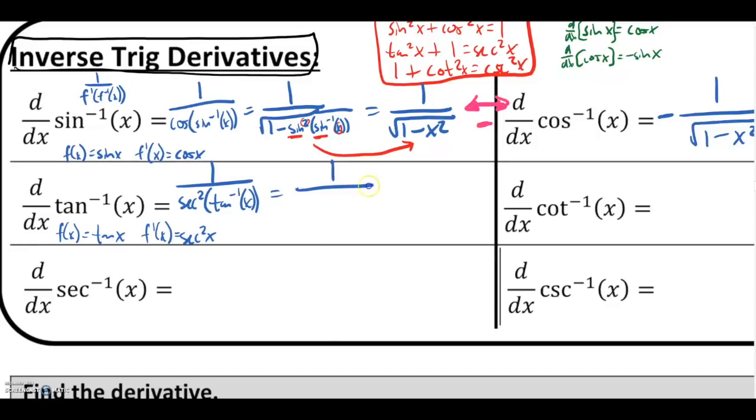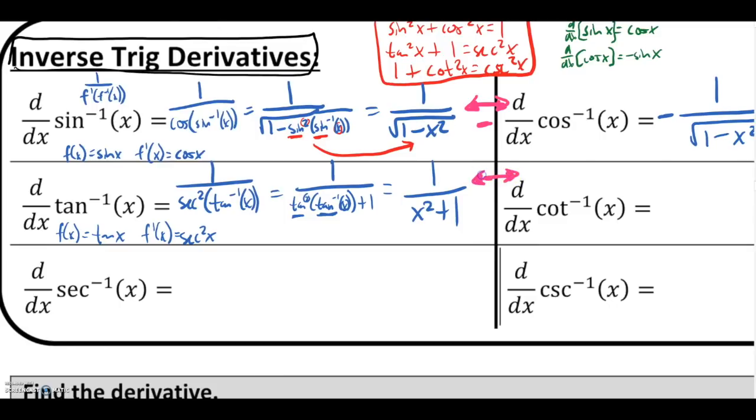So we're going to get 1 over tangent squared of that inside function tangent inverse plus 1. And notice again, tangent and the tangent inverse will cancel out. All you're going to be left with is that x in the square, and we'll get 1 over x squared plus 1. And these things continue to work in pairs.